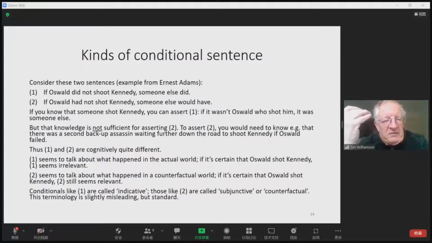So conditionals like 1 are called indicative conditionals, whereas those like sentence 2 are called subjunctive or counterfactual conditionals. There are some ways in which this terminology is a bit misleading, but it's standard. So I won't, as it were, invent some new terminology for this.